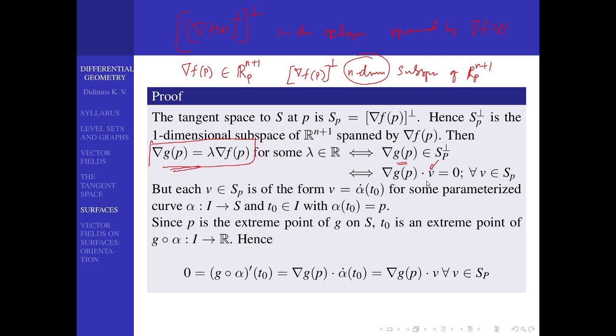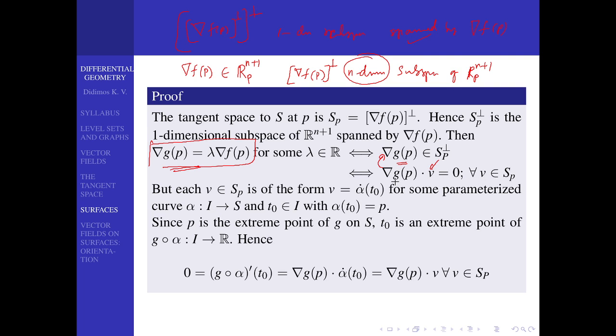So in order to get this, we need to prove that del Gp dot V equal to 0. That is enough. Once you prove this for all V belongs to Sp, you can say that this is an element of Sp perpendicular. Consequently, we can get del Gp is equal to lambda del Fp using this idea. So we start with a velocity vector V belongs to Sp. Our intention is to get this del Gp dot V equal to 0. That is what we need to prove.